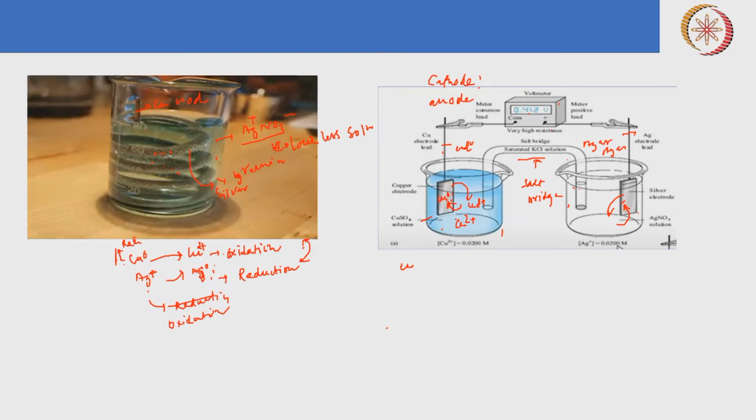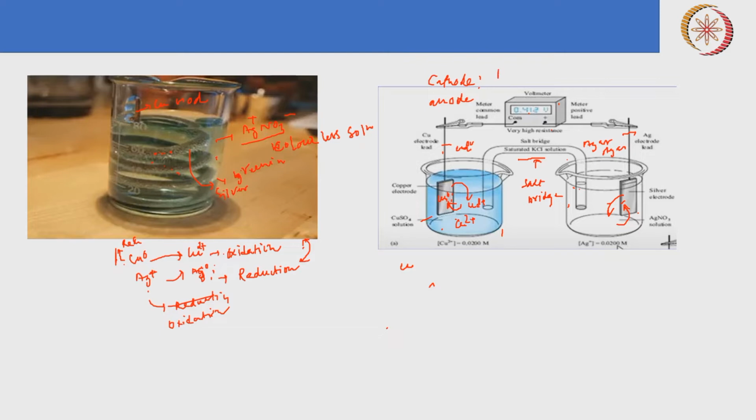So here you see that some voltage is showing. So basically what is this voltage? It is the difference of the reduction potential of these two electrodes. Okay, so this thing is there.